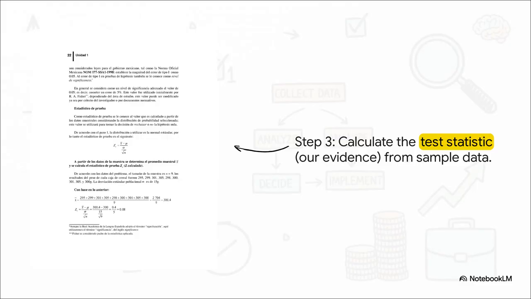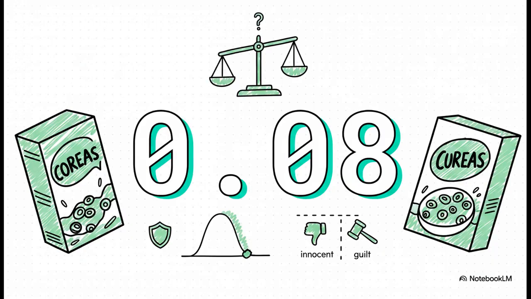Okay, on to step 3. And again, don't worry about the Spanish text here. Just focus on that formula. We use this to calculate our test statistic, which is just a single number that basically summarizes all of our evidence. You can think of it like a score that tells us how surprising our sample result really is. The further that number is from 0, the more surprising the result. So for our sample of cereal boxes, we crunch the numbers and we get a z-value of 0.08.